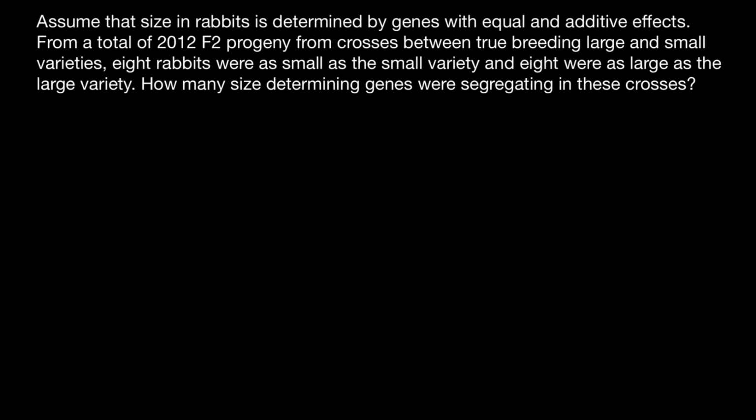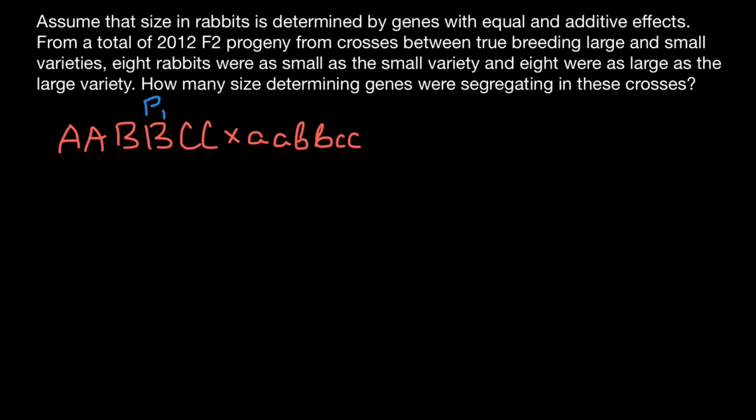According to our problem, we have two varieties of rabbits. One is large and true breeding. Genotype, let's say, would be capital A, capital A, capital B, capital B, capital C, capital C, and we cross with true breeding small variety. So let's say the genotype is going to be small a, small b, and small c. We call this the parental generation, so parent 1 here and parent 2 here.